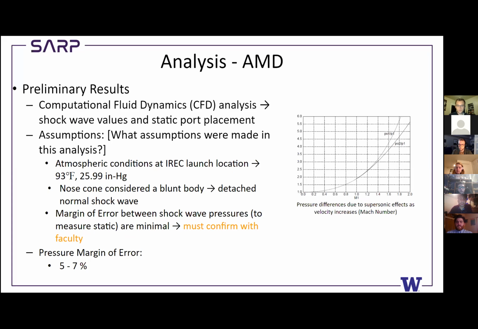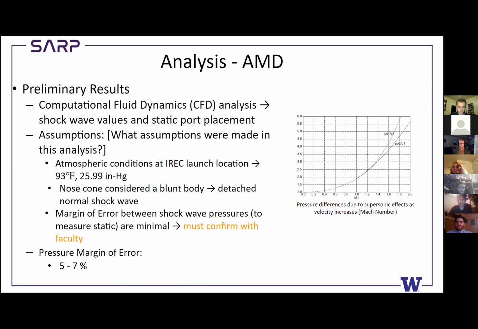And in terms of assumptions, the first one is just the atmospheric conditions at the IREC launch location, which should be approximately 93 degrees Fahrenheit and just about 26 inches of mercury. The second assumption we have is that since the nose cone is considered a blunt body, we expect to get a detached normal shock wave. And so we have to account for that when determining the static port placement.